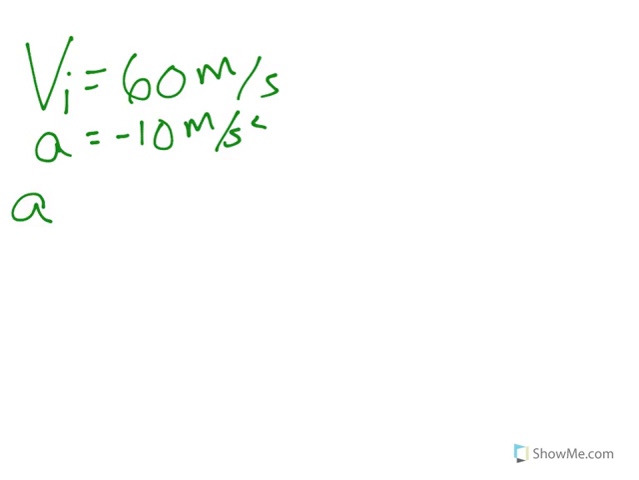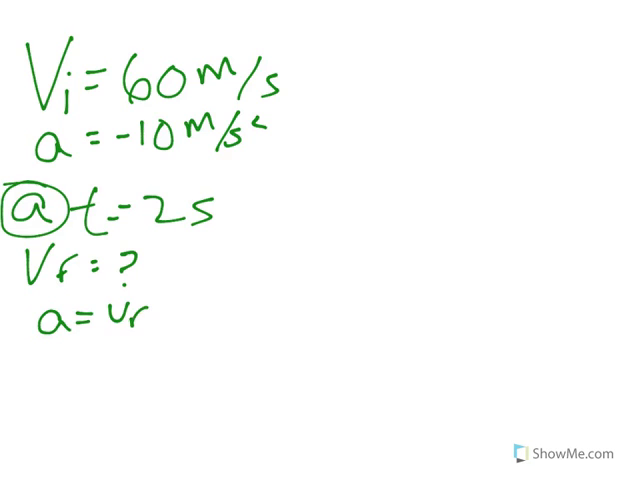For question A, we know that the time is equal to 2 seconds. So what we're going to do is try to figure out what it asks on A. It says, what's the speed after 2 seconds? So what that's saying is, what is the final velocity or the final speed? If I have VF that I'm looking for, T, A, and VI, which formula should I use to solve for VF? I should use A is equal to VF minus VI over T.